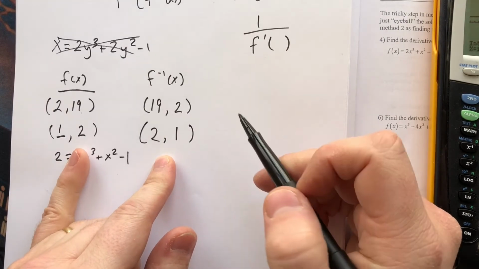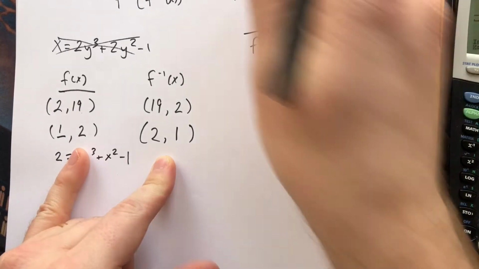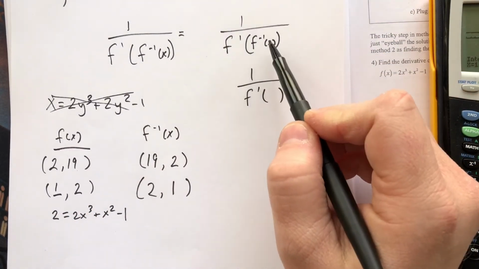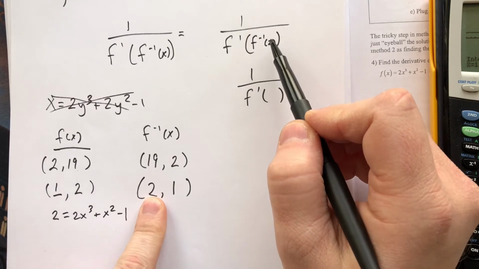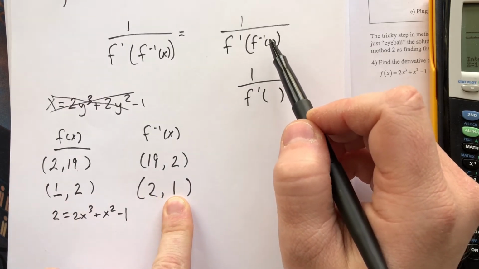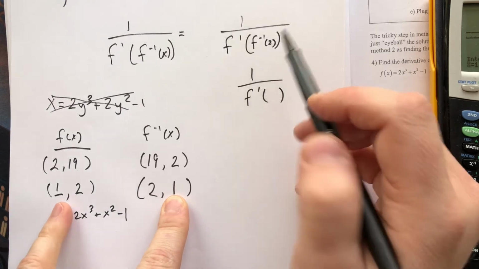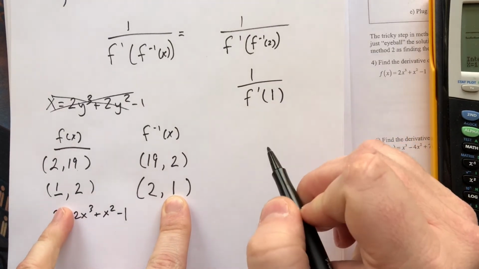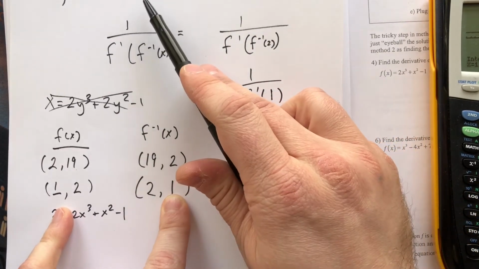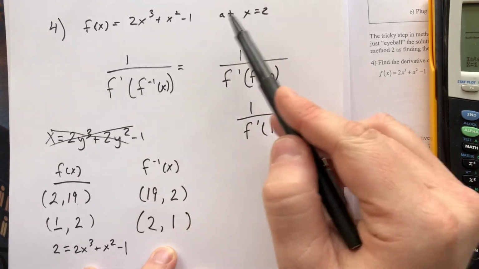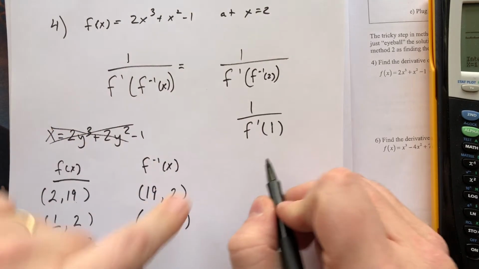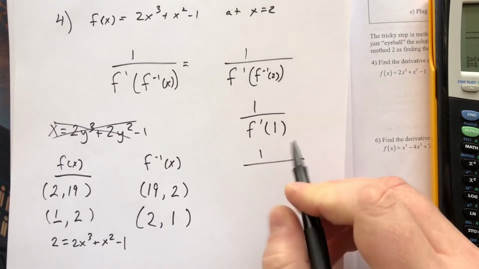So what we can do, if you remember, this formula says 1 over f prime of f inverse of 2. Well, f inverse of 2 is that y value we just got. It's 1. And so now, the derivative of the inverse of this, when x is 2, is the same as 1 over f prime of 1. And f prime of 1 is nice and easy, right?